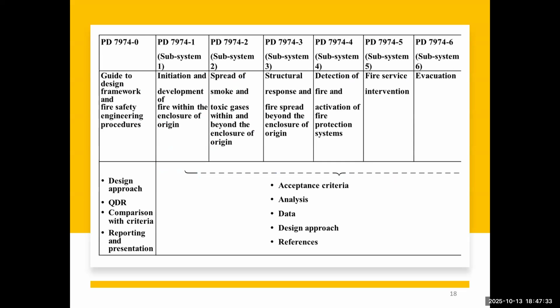Each PD covers a specific subsystem of fire safety. The published document PD 7974-0, Part 0, is the guide to the overall framework, while Part 1 to Part 7 focus on specific areas like fire development, smoke spread, structural response, detection and fire service intervention, and finally risk assessment. So this modular approach is very powerful for our fire design.